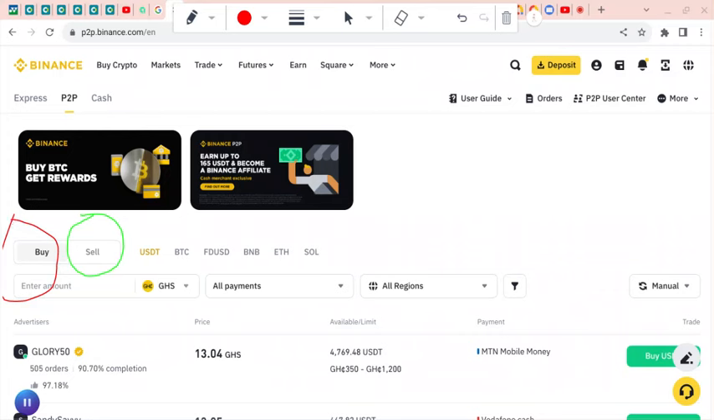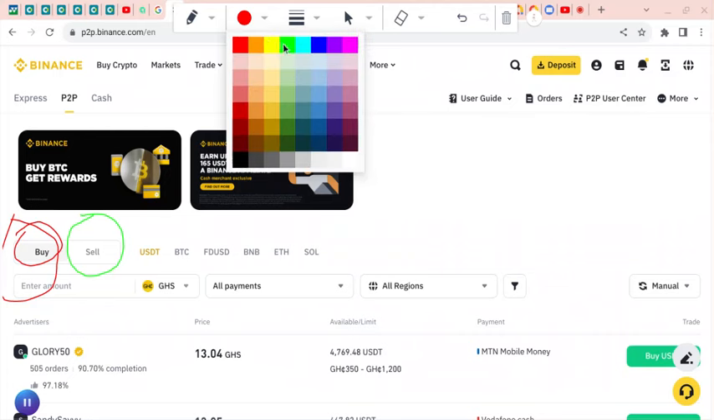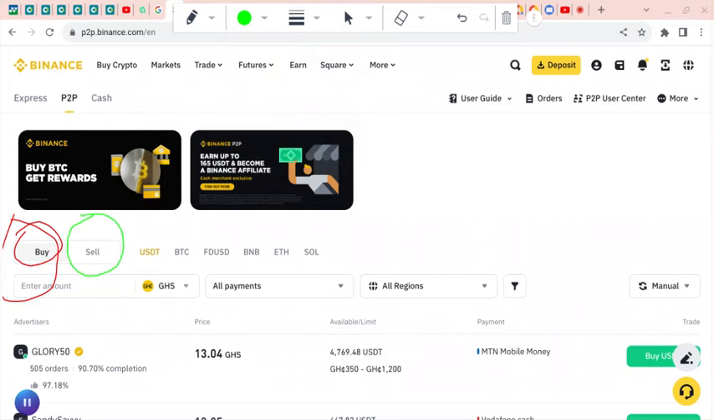Take it seriously. If you have money that you want to invest in cryptocurrency, wait. Don't do it right now. It's a red flag. But if you have USDT that you bought, let's say, last month, last 2 weeks, last 3 weeks, and you want to sell it, bravo. It's a green flag for you. Go do it. But if you want to buy USDT, it's a red flag. Don't do it.